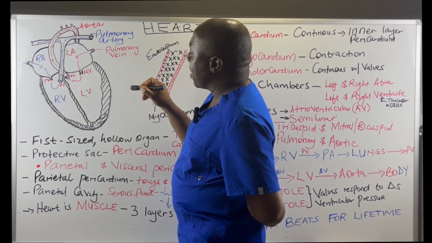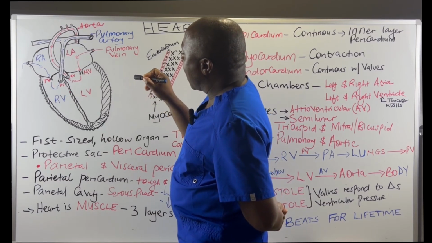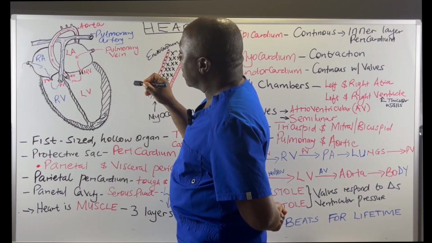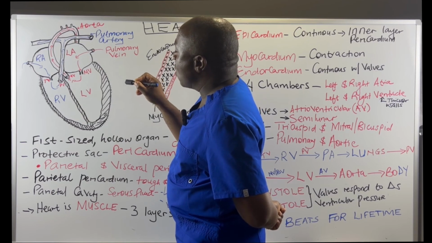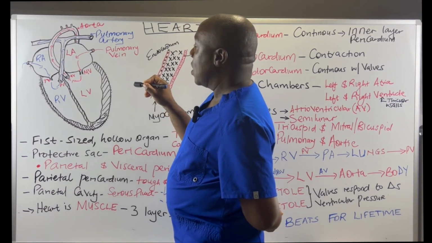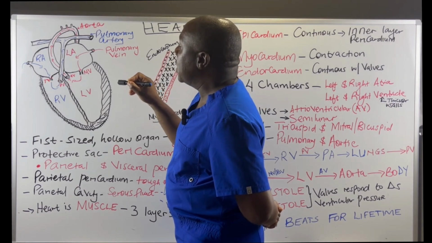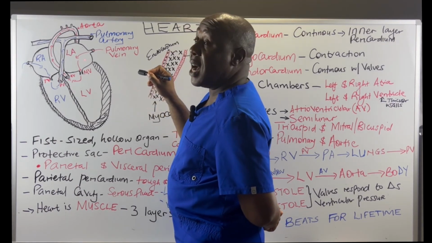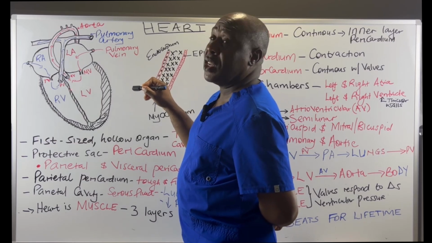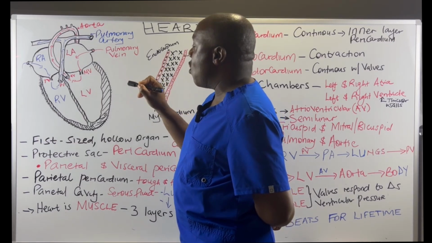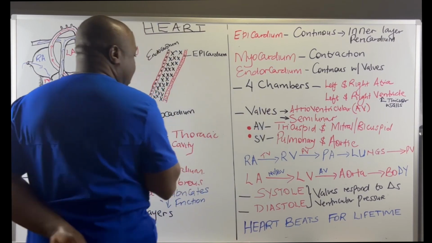So remember one thing, that when the tricuspid and mitral valves are open, the pulmonary and aortic valves are closed. When the pulmonary and aortic valves are open, the tricuspid and mitral valves are closed. So that's how they actually operate to control the flow of blood through this particular heart.